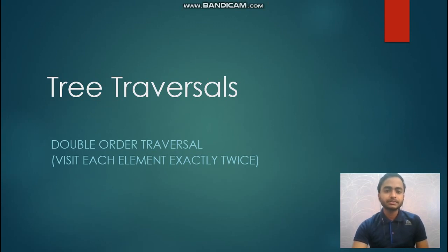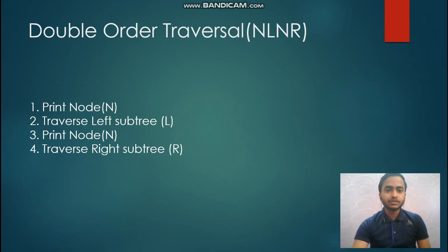In the previous video, I had said that traversal means to visit each element exactly once. But in case of double order traversals, you need to visit each element exactly twice. That's the difference here. So let us look at the algorithm of double order traversal. Let us just remember the algorithm using this acronym NLNR. N means to print the node, L means to traverse the left subtree, N means again to print the node, and R means to traverse the right subtree. Here traversing the left and right subtree is nothing but again applying the double order traversal on the root of the left subtree recursively. Okay, let us move on to the example.